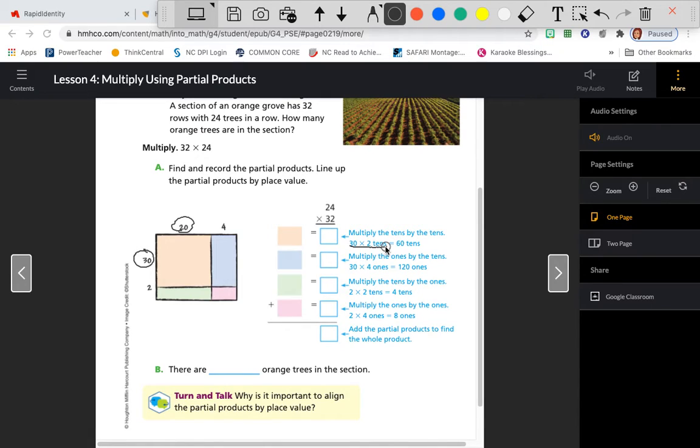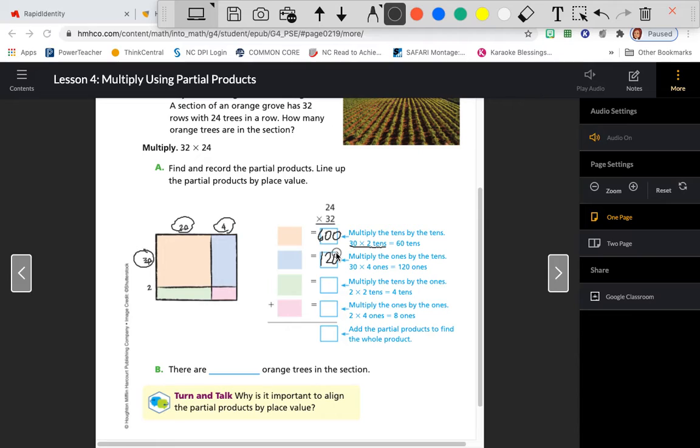And you get 60 tens. And now again, we've got to make sure, because there are 2 zeros, we include 2 zeros in our answer. So that's 600. All right, then it wants us to multiply the ones by the tens. So we're going to multiply 30 times 4 this time. 30 times 4, and we should get 120.